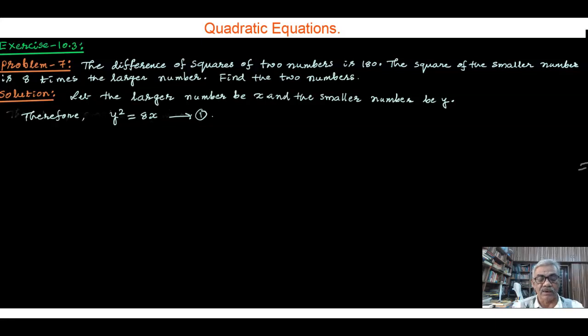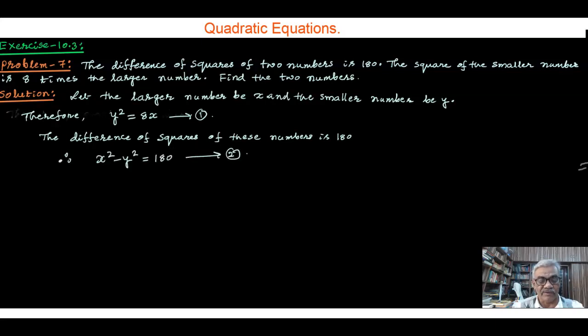And also the difference of the squares of these numbers is 180. The difference of the squares of these numbers is 180, and hence by this statement we have an equation x square minus y square is equal to 180.